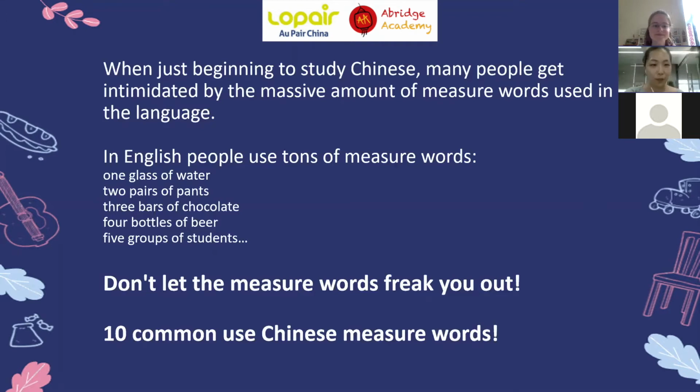example: 1 glass of water, 2 pairs of pens, 3 bars of chocolate, 4 bottles of beer, 5 groups of students. So they're very simple. But I believe Chinese measure words are much more than English. And today, I will introduce the 10 most commonly used ones to you.